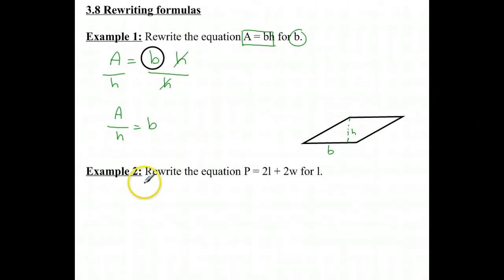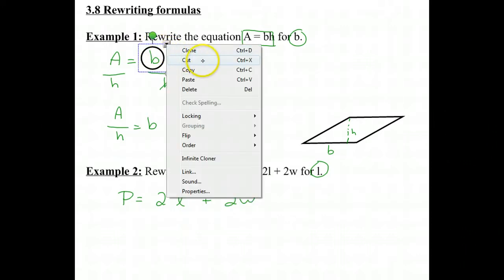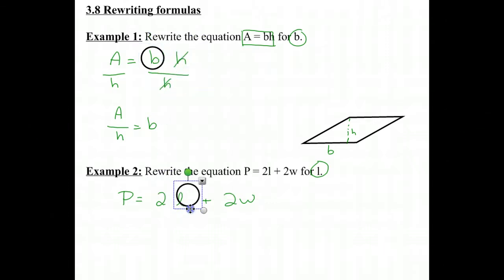Let's take example 2. We have the perimeter formula for a rectangle. Perimeter is equal to 2L plus 2W. They're asking us to rewrite for L. So P is equal to 2L plus 2W. This problem is going to be a little bit more complex because I have more things going on. So I'm just going to put my circle around my L for my length.